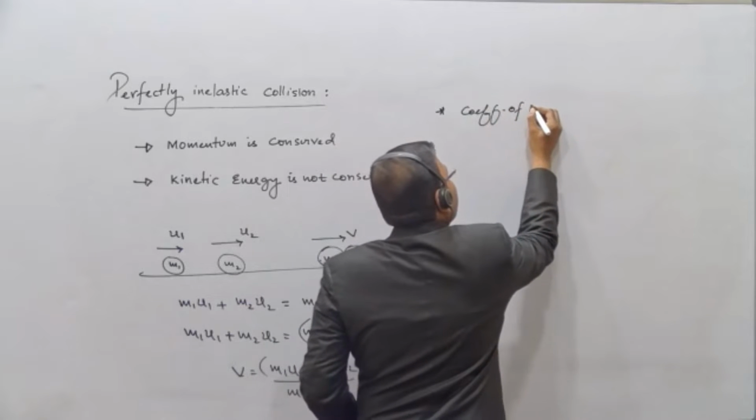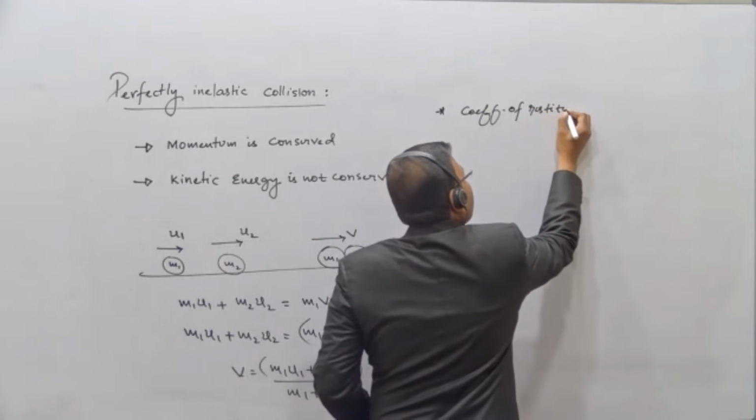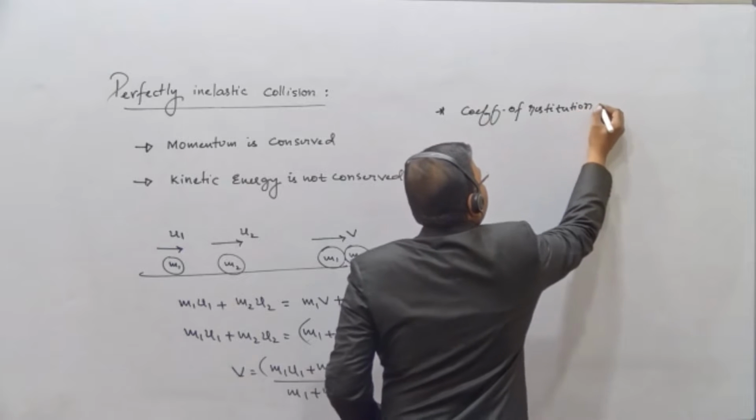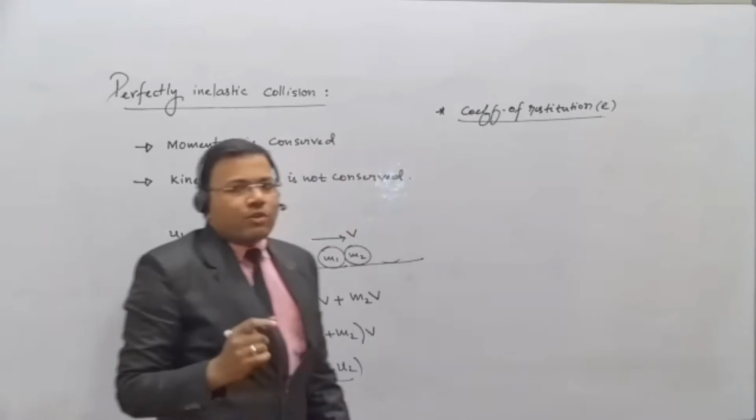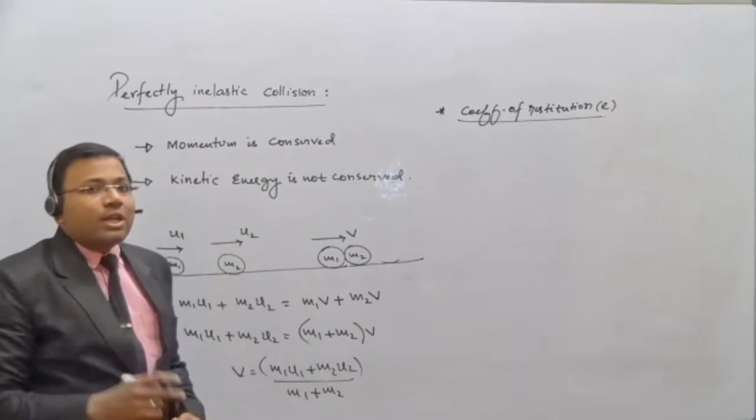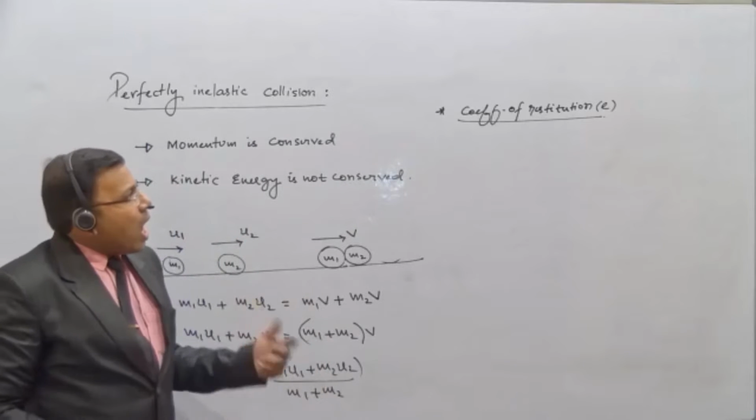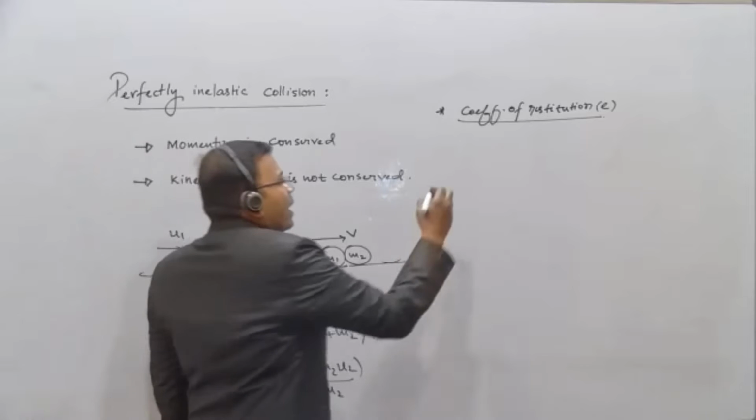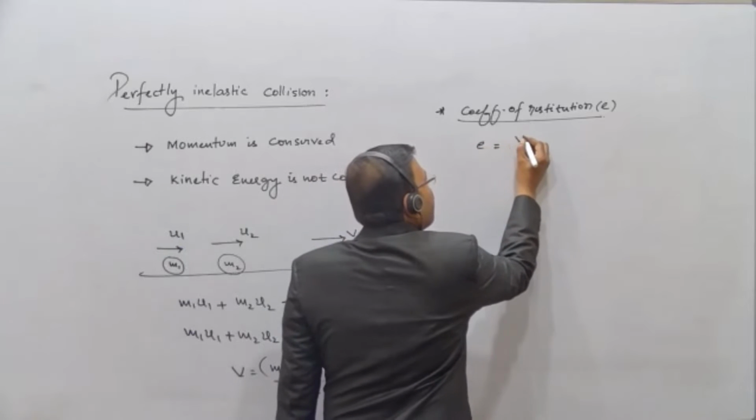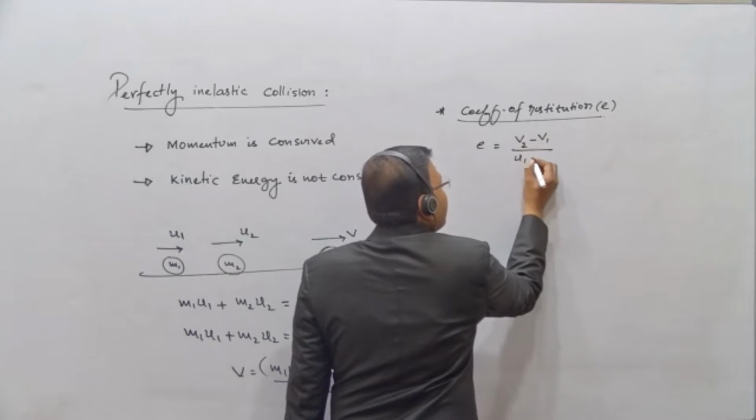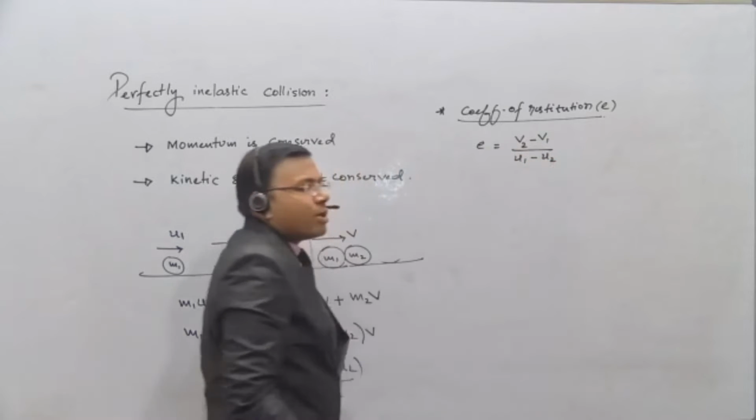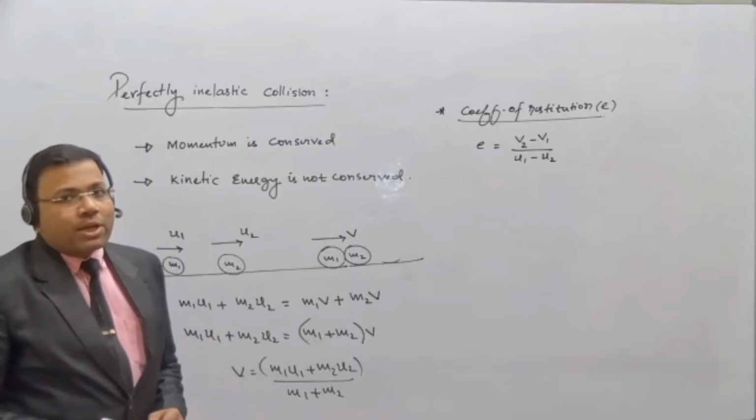Coefficient of restitution, that we denote by E. And already I have given you the value for coefficient of restitution for this situation, perfectly inelastic collision. It is 0. How is it 0? Let us see this. E value we define as the ratio of relative velocity of separation to the relative velocity of approach, v2 minus v1 by u1 minus u2.